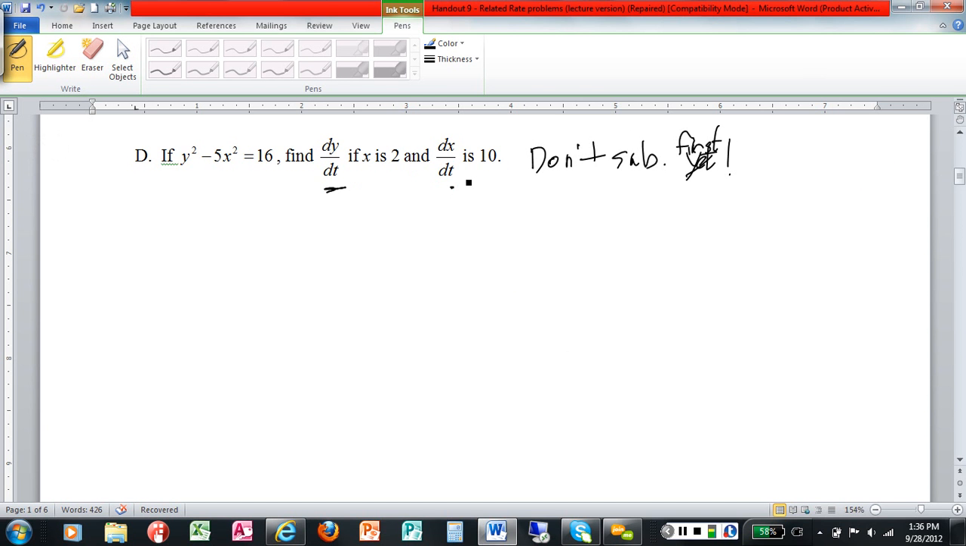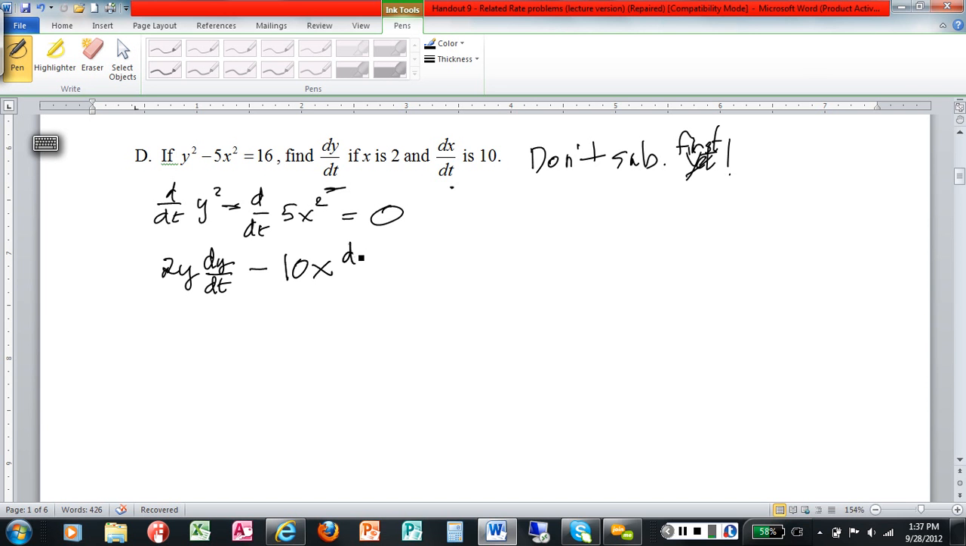So what's the first step? First step is d/dt both sides. So a d/dt the left, so that'll be the d/dt of y squared minus the d/dt of 5x squared, won't it? And then the d/dt of 16. Well, let's just go ahead and put that 0. So the d/dt of y squared would be 2y dy/dt. And then the d/dt of 5x squared, so it'll be minus 10x dx/dt, won't it? Equals 0.